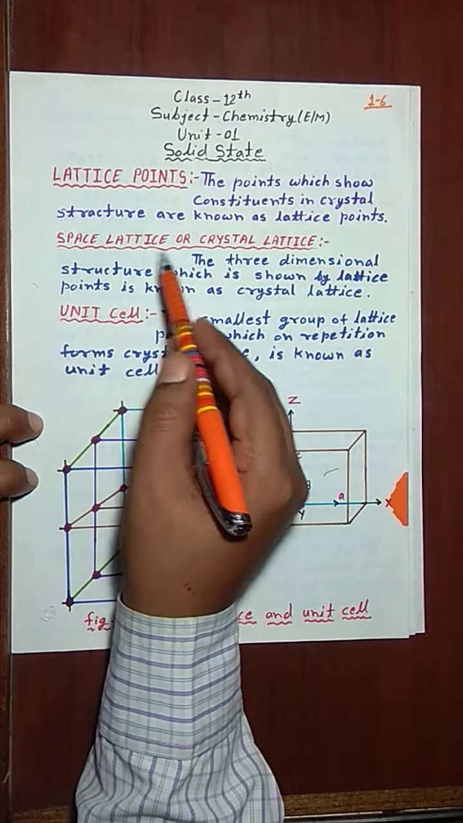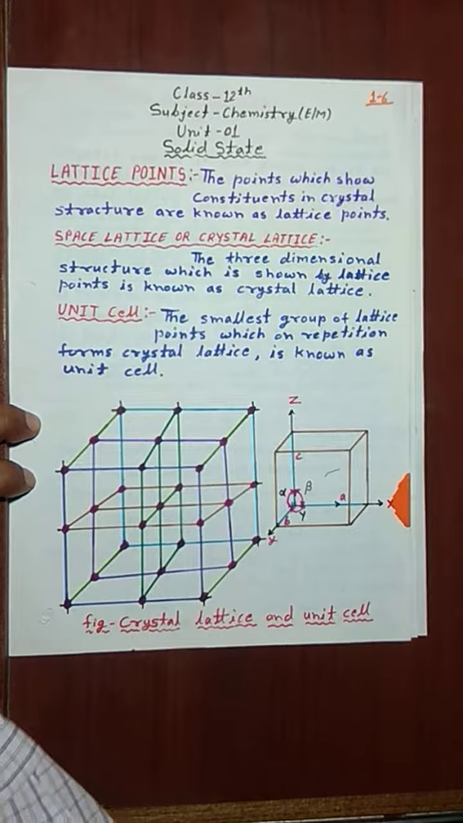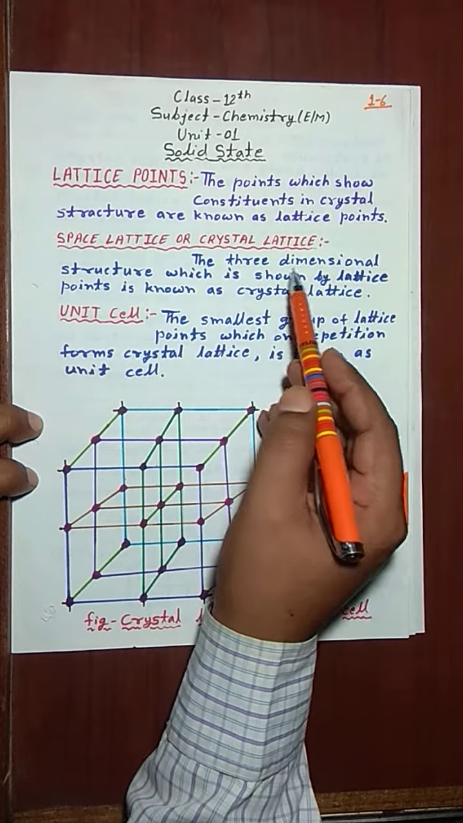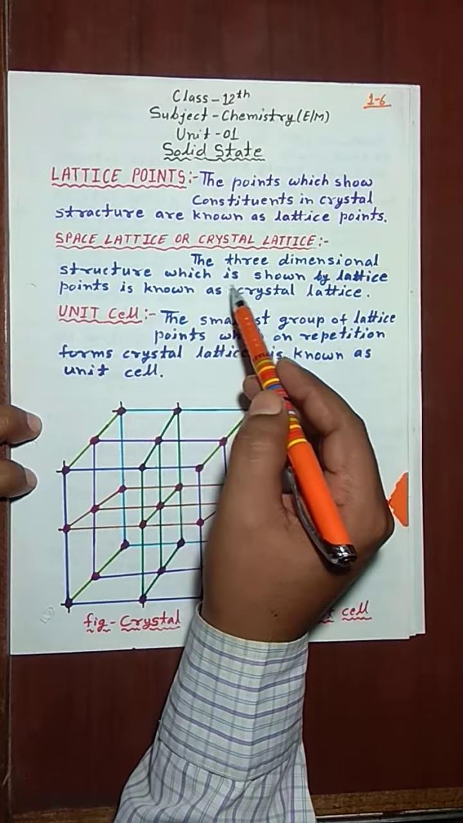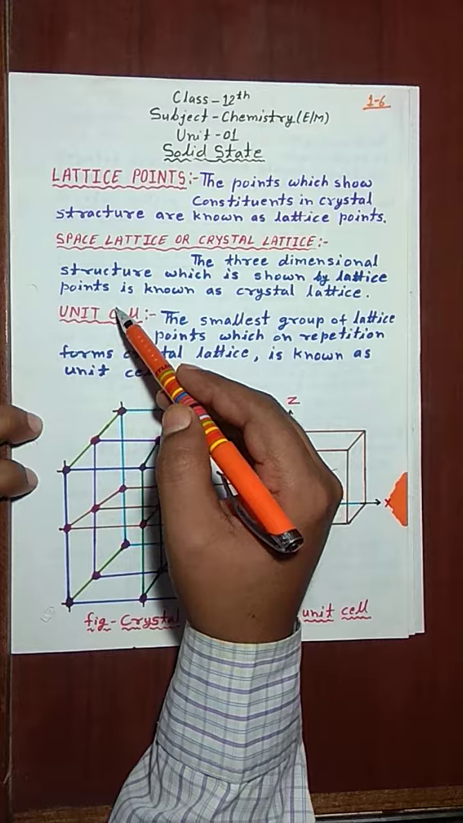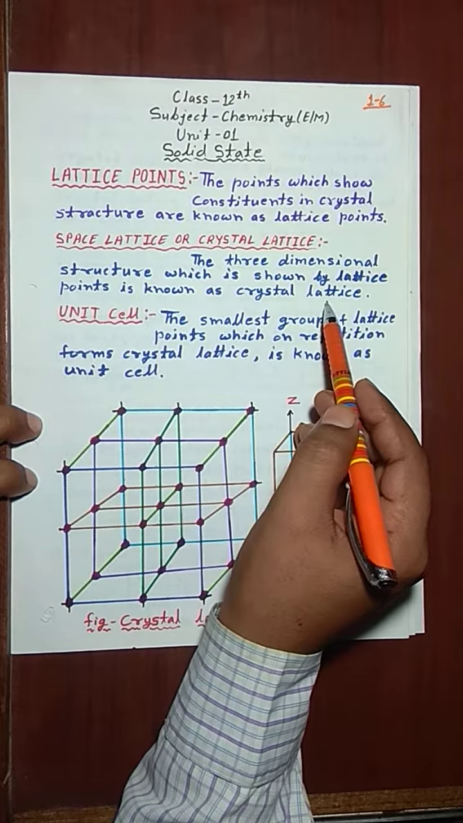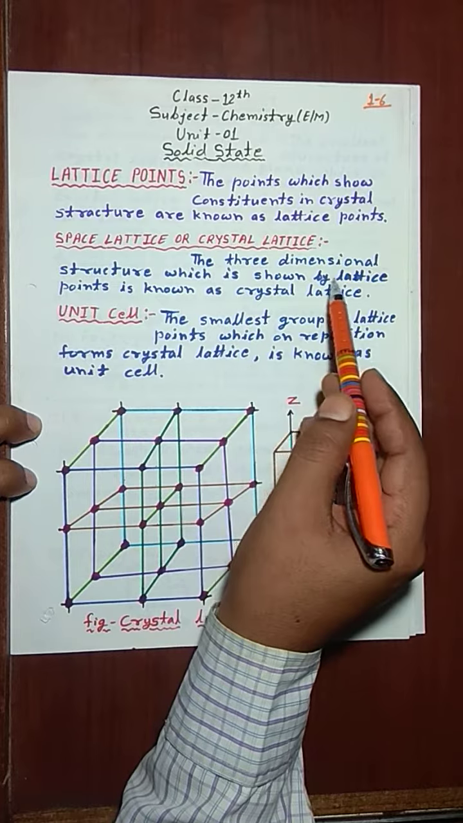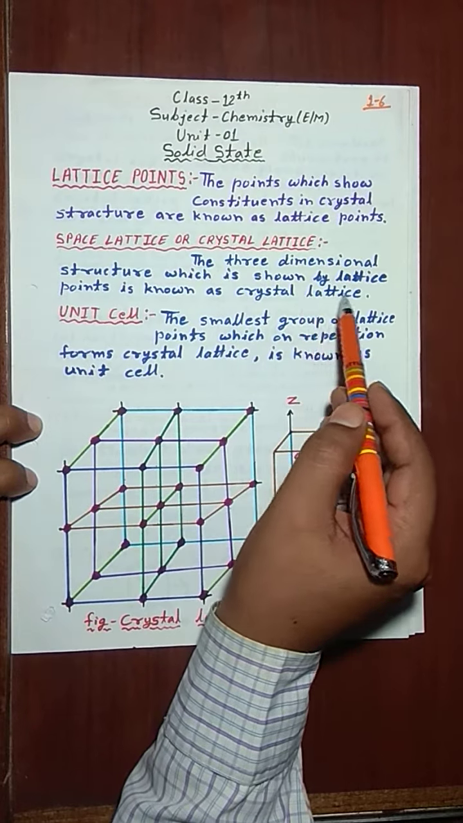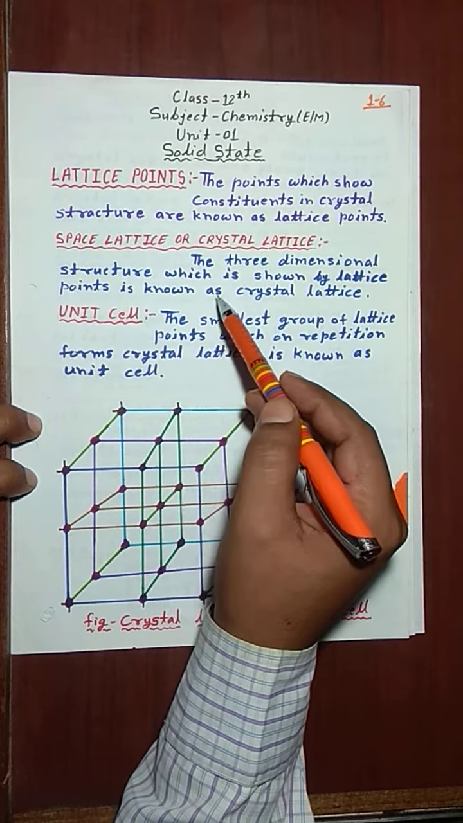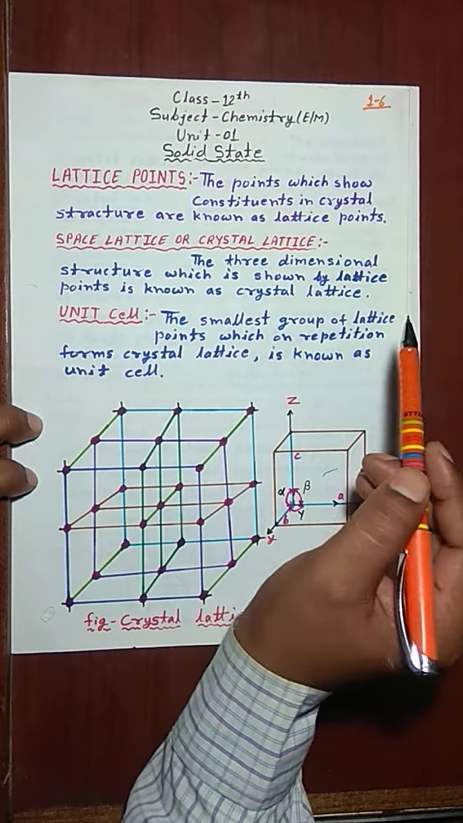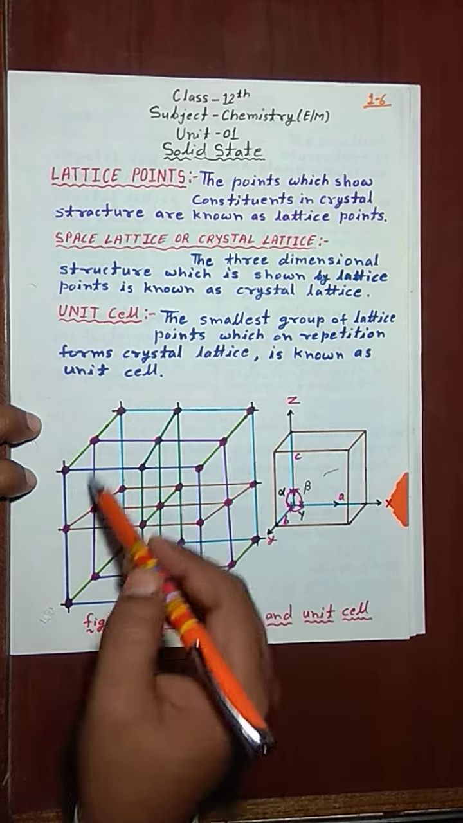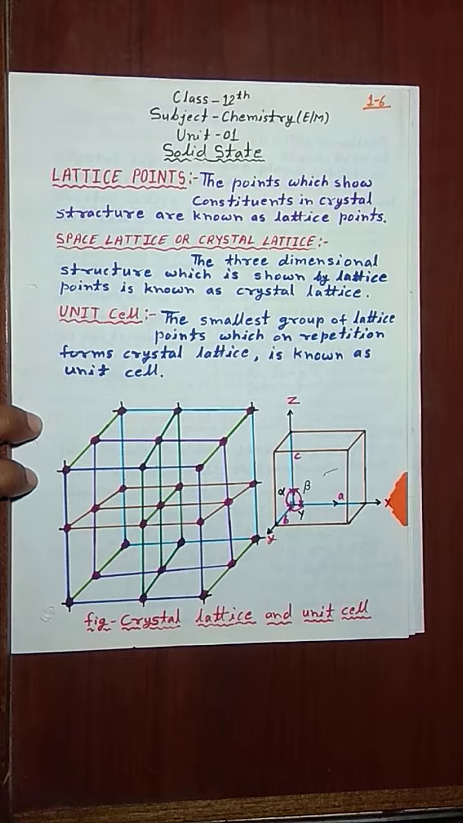Second is space lattice or crystal lattice. The three-dimensional structure which is shown by lattice points is known as crystal lattice or space lattice. This diagram represents a crystal lattice or space lattice.